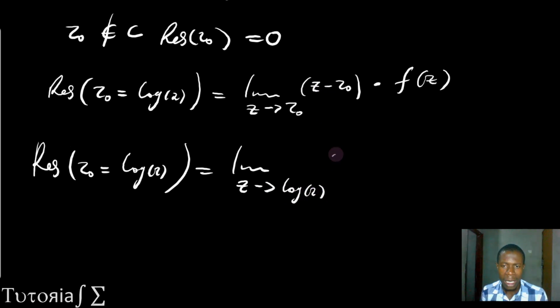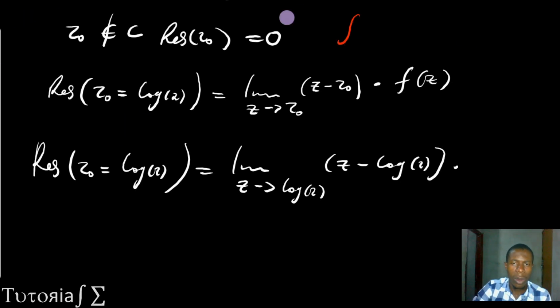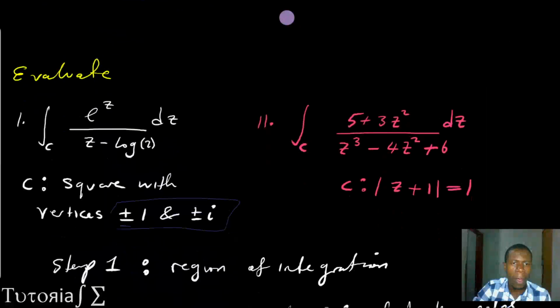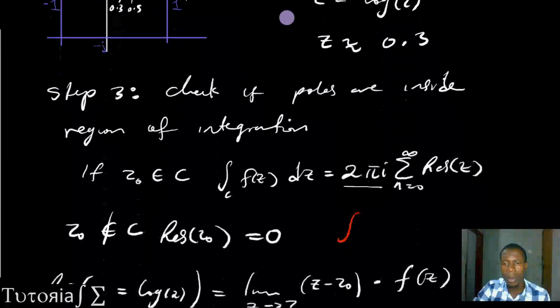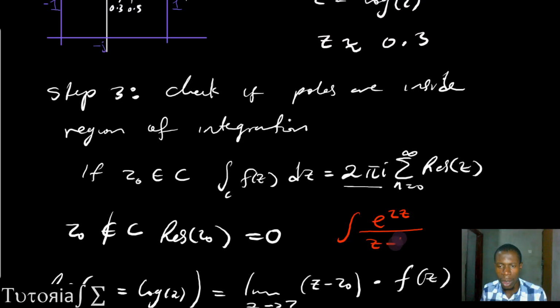Here we will have z minus log 2 times the function. Remember our integral. What are we integrating? That is e to the power z, e to the power z over z minus log 2.